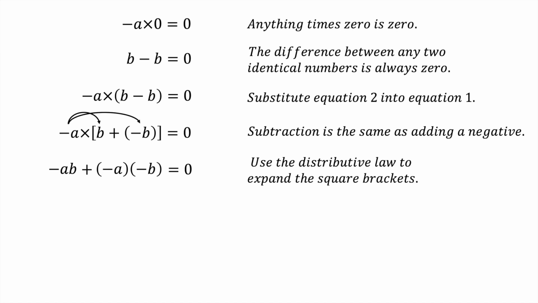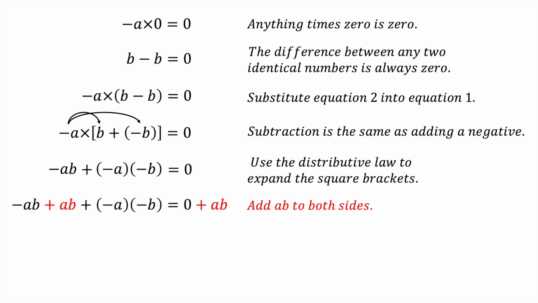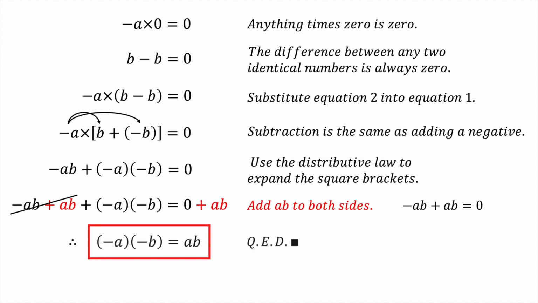Can you see what this final step is? We add AB to both sides of the equation. This will cancel the negative AB term on the left-hand side because negative AB plus AB equals 0. And on the right-hand side, 0 plus AB equals AB. And so, negative A times negative B equals A times B.